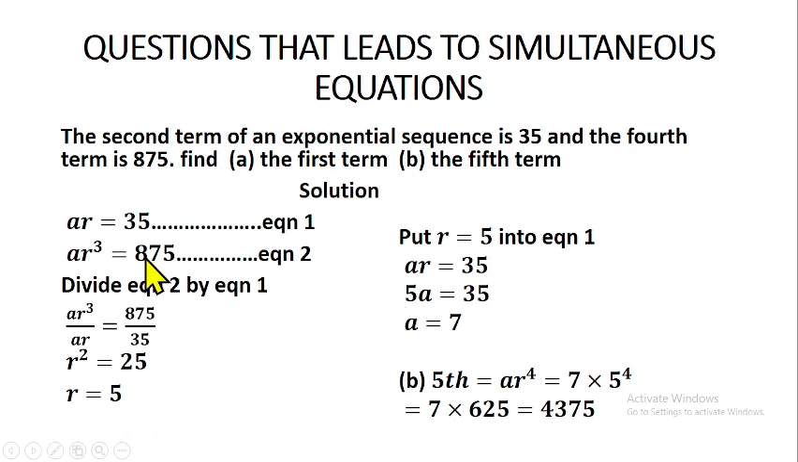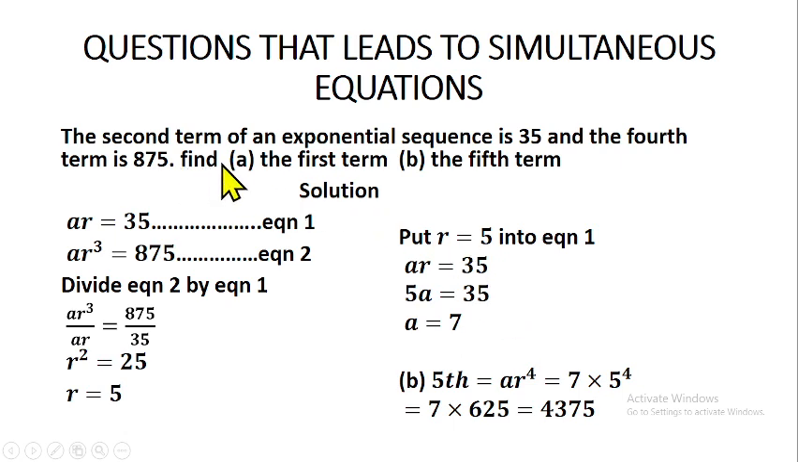Then we can now put that into any of these equations to find the value of our A. Put R equals 5 into equation 1. Equation 1 is AR equals 35. So if you put your R here, that means you have 5A equals 35. Divide both sides by 5, that means A will be 7. So now we know the constant ratio is 5. We know the first term is 7.